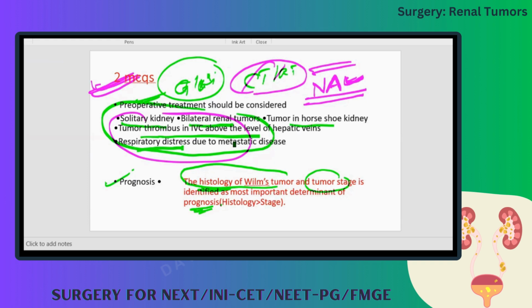Whereas in Wilms tumor, the histology of the Wilms tumor is important. That is histology. How bad is the disease on microscope? That is how many blastomal components are there. I told you in the first only. Blastomal components is a primitive component. So if blastoma is more, the histology is poor. If blastoma is less, normal components are there, the histology is good. The histology of Wilms tumor is the important determinant of prognosis.